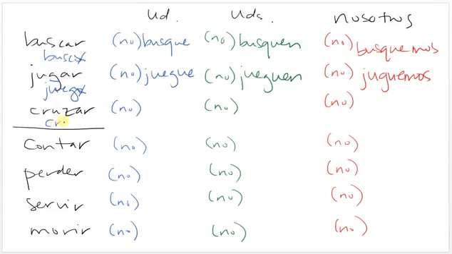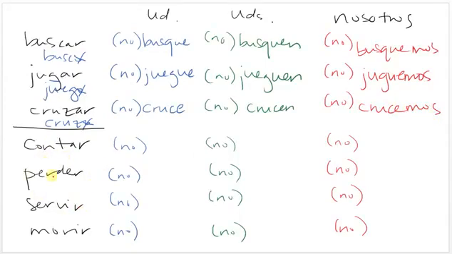Cruzar, just like the preterite, normally would go to the yo, drop the o, add the opposite ending. It's a zar verb, so we have to change the Z to a C. So for usted, cruce or no cruce. For ustedes, crucen or no crucen. And for nosotros, crucemos or no crucemos.